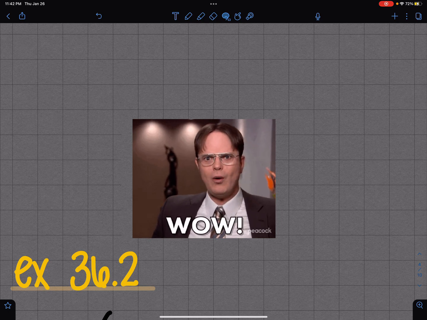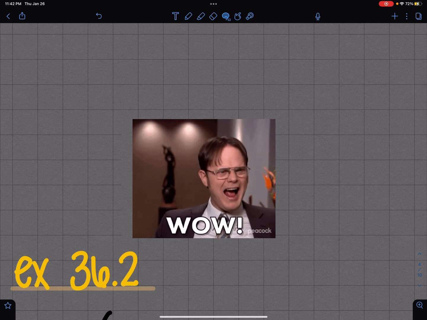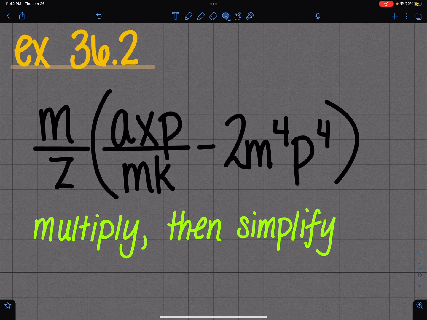Did that blow your mind? Look at the complicated math problems you're doing right now. This is freaking awesome. Okay, let's do example 36.2. Look how much more complicated they are getting. Did you ever think you were going to do math problems like this?